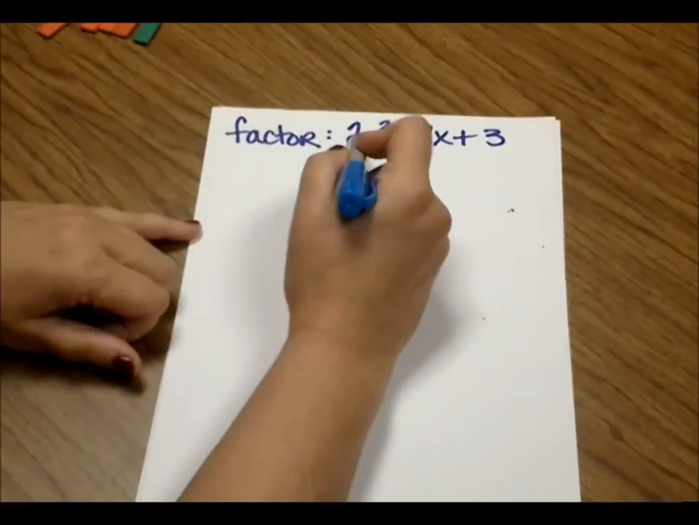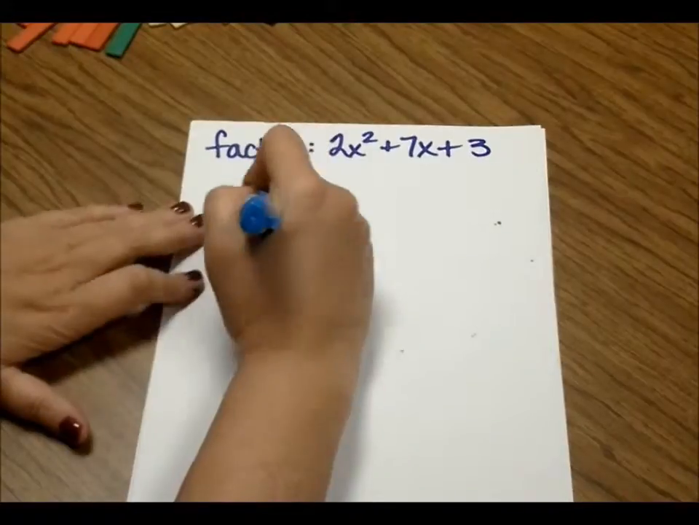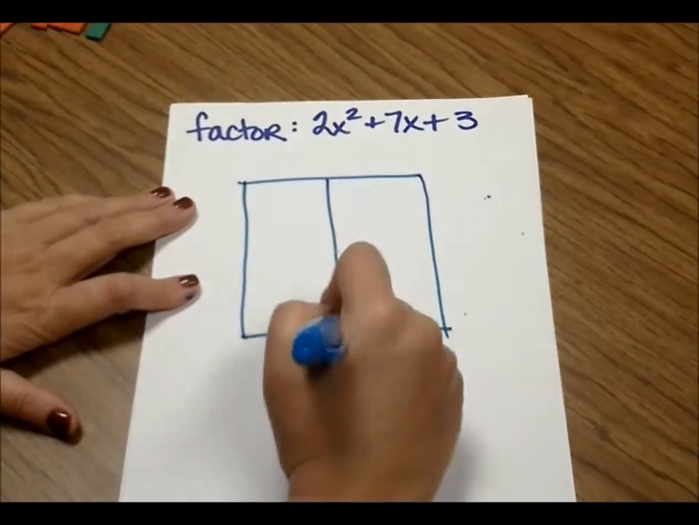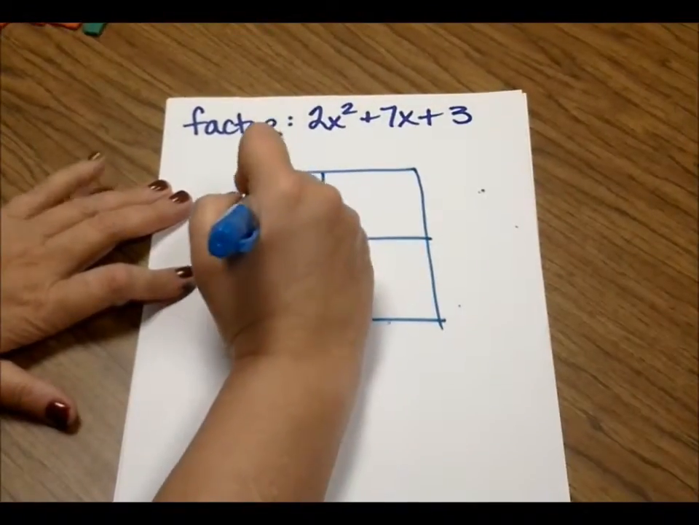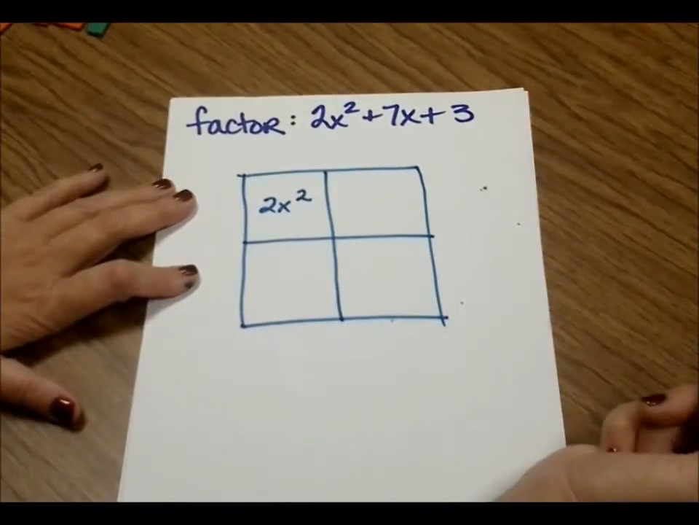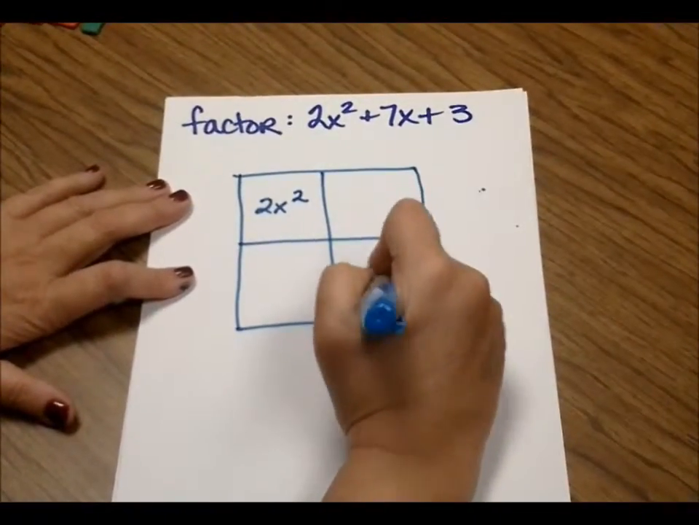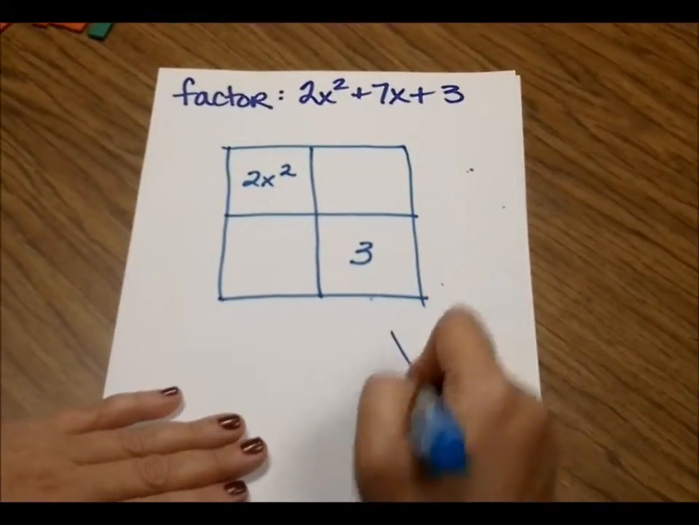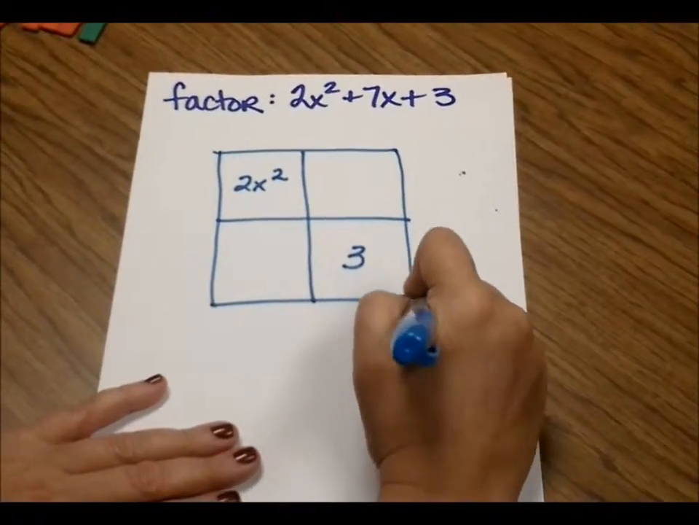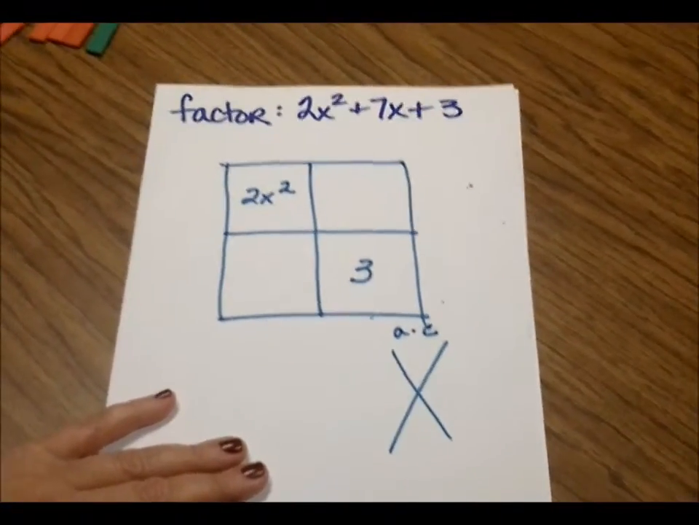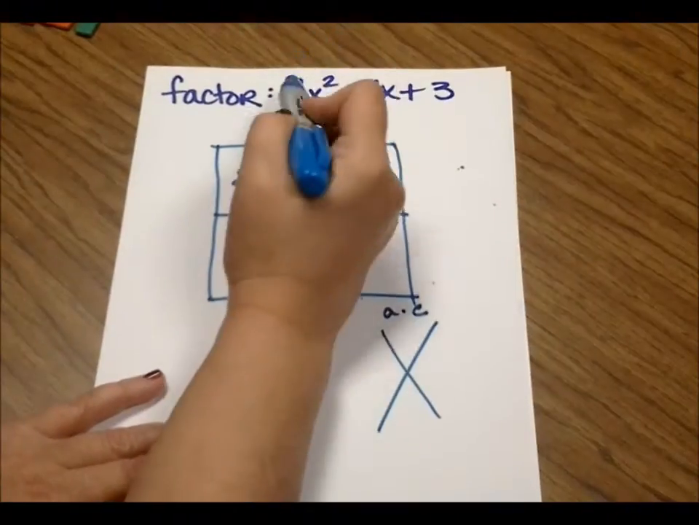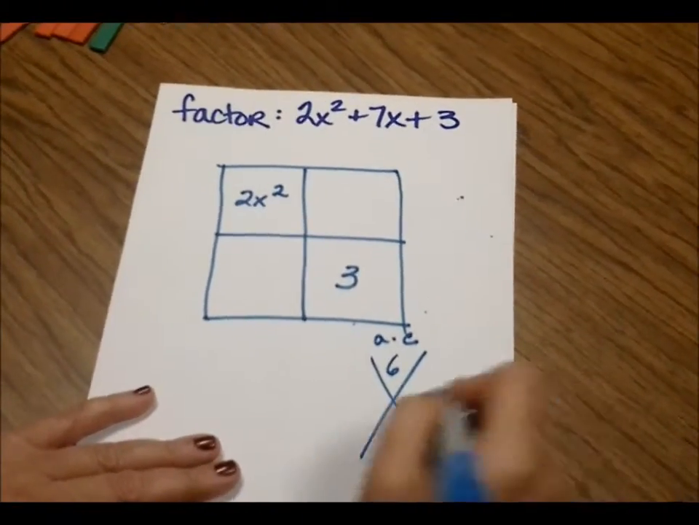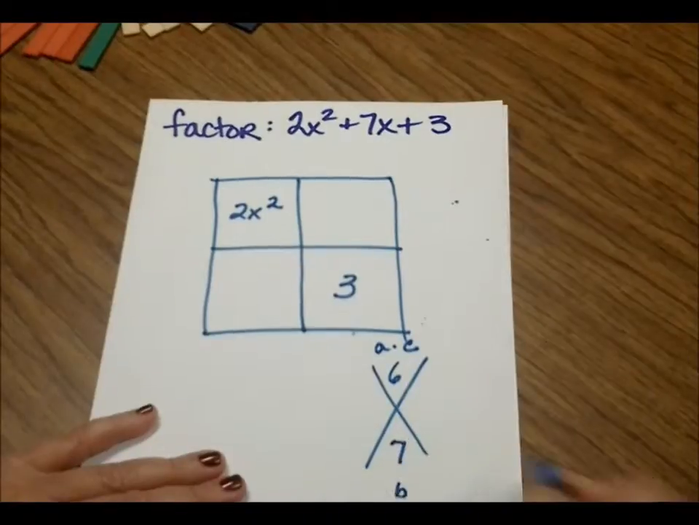This time my x squared has a coefficient other than 1. It has a 2. But I've learned the process, so I'm going to stay true to my process, and I'm going to have great faith that this is going to work out. So up here, instead of just x squared, I'm going to put 2x squared. And my constant is 3. Now going to my x, if you recall, up here we've been doing a times c. Well, in the past, a has been 1. A is now 2. So 2 times 3 is 6. And then my b is 7.